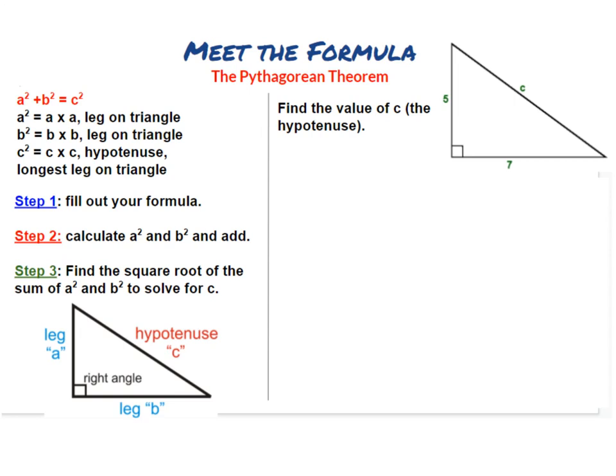In this video, we will talk about the Pythagorean theorem and how to solve for c. The first step we want to do is fill out our formula. The Pythagorean theorem is a squared plus b squared is equal to c squared.